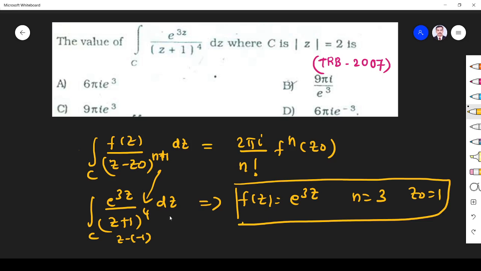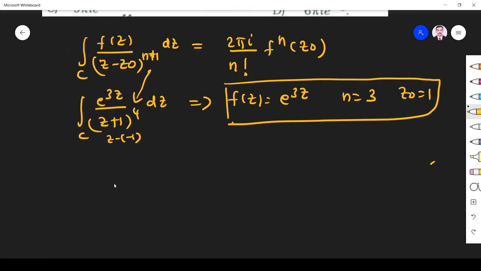So instead of evaluating this integral, I need to evaluate only the right hand side, which is very simple. That is 2 pi I divided by 3 factorial times f triple dash of z naught, where z naught is minus 1, not plus 1. So I have everything; only what I need is f triple dash. It is the triple derivative, since n is equal to 3.